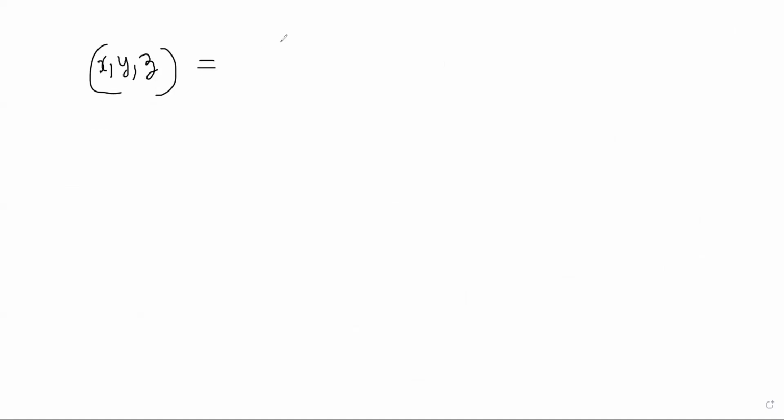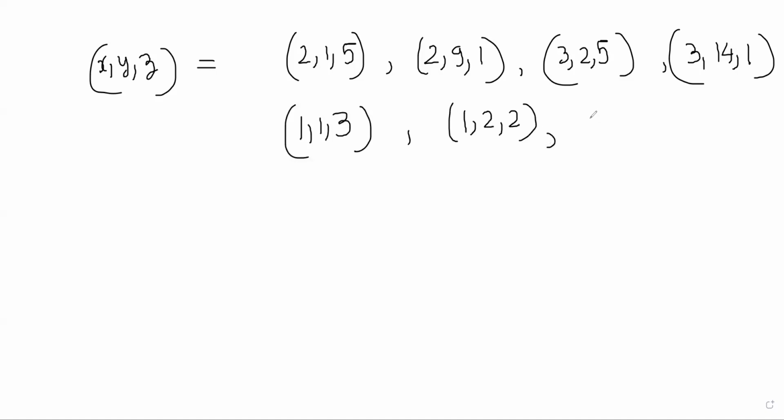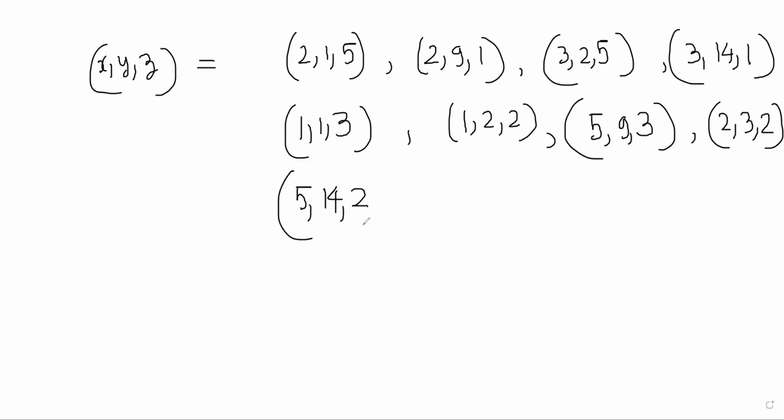So xyz could be 215, 291, 325, 314, 113, 122, 593, 232, and 514, 2. These are the different triplets, I think, that I have gotten which satisfy this relation.